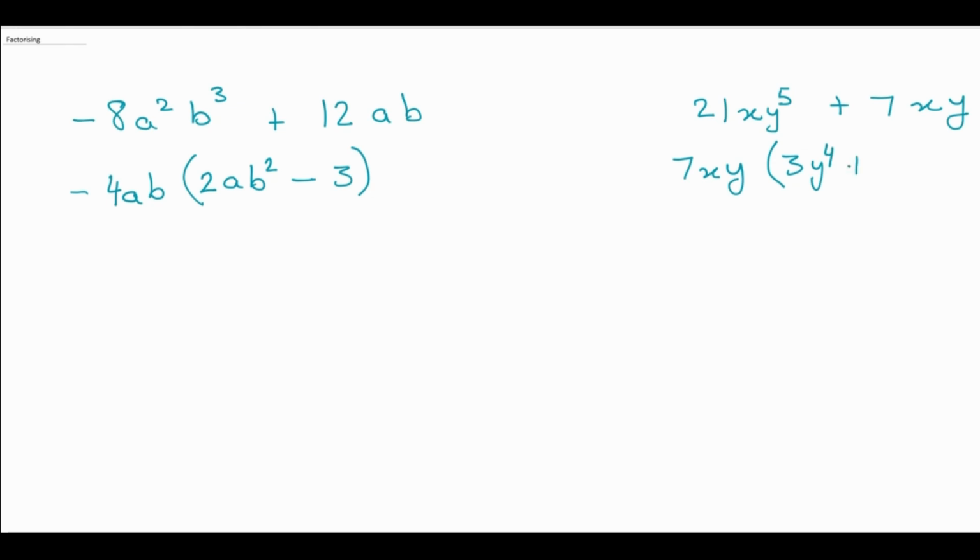Moving on to our second term, we have 7xy times what will give us 7xy. We know 7xy times positive 1 will give us a positive 7xy. And in that way, this entire expression is factorized.